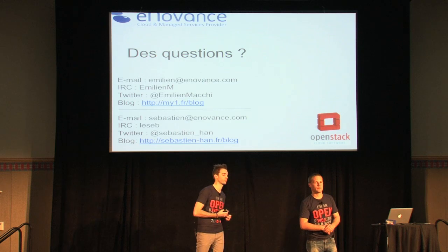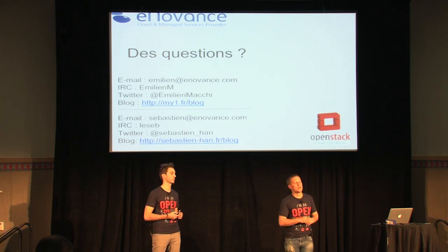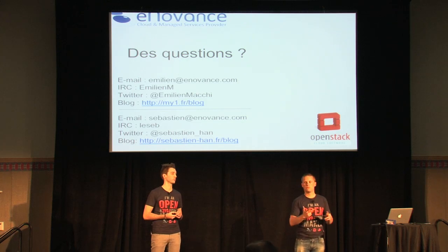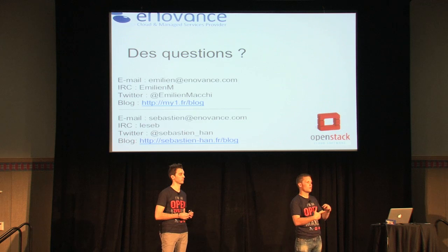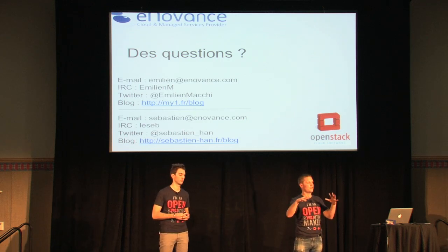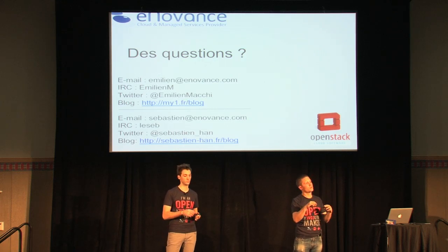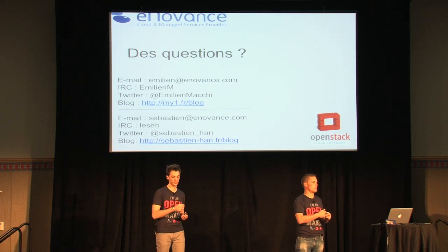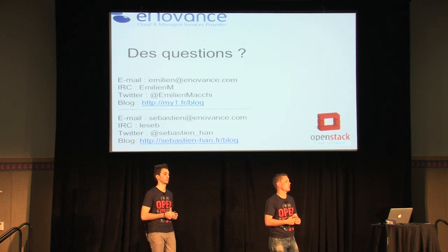Oh, okay, I see the question. For all compute nodes, we have several kinds of network. We have the public network, we have the management network, and we have the VM network, the inter-VM network. And all the networks use not one network card. We use at least two network cards for each network.